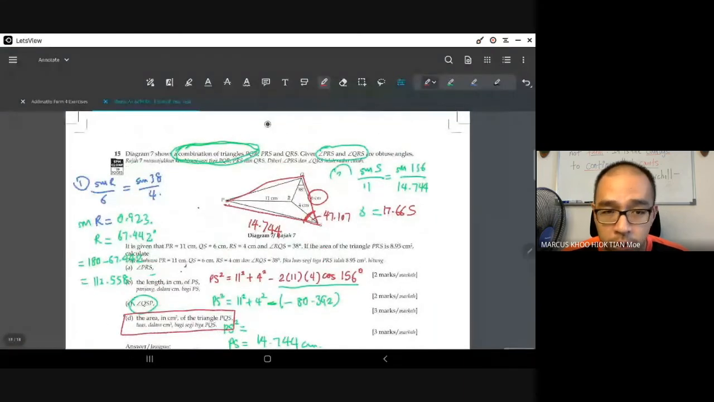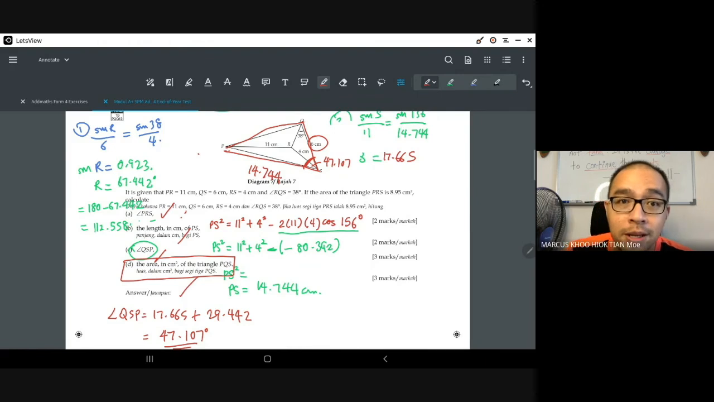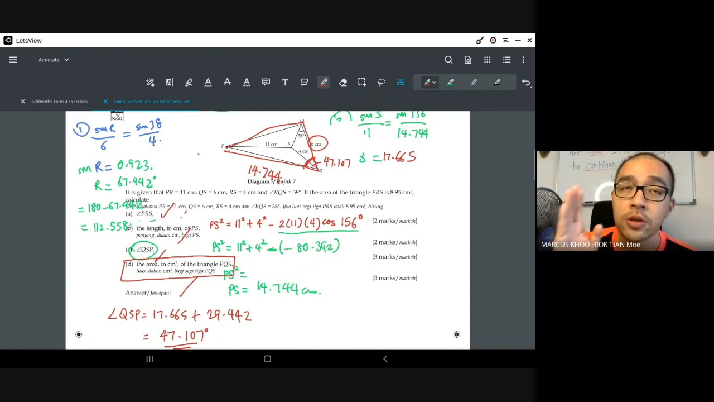I want you to take a look at this question before we call it a day. Now, this is what we call a dangerous question. You know why it's dangerous? Because if your answer for A is wrong, your answer for B will be wrong, C will be wrong, D will be wrong. So this is why we call this a dangerous question, because if your answer A is wrong, the rest all will be wrong.